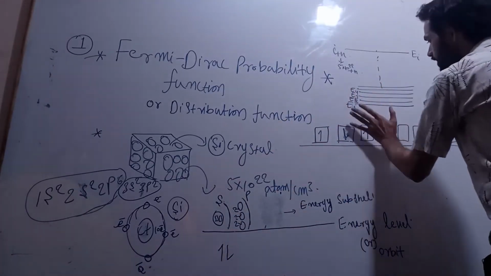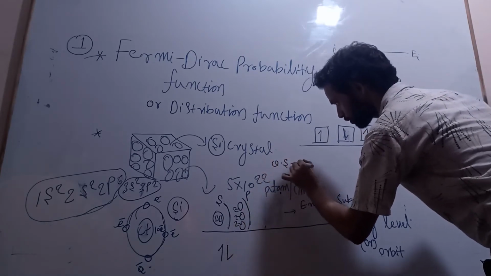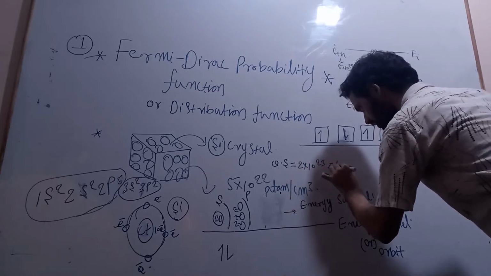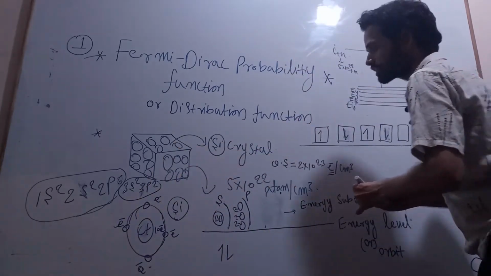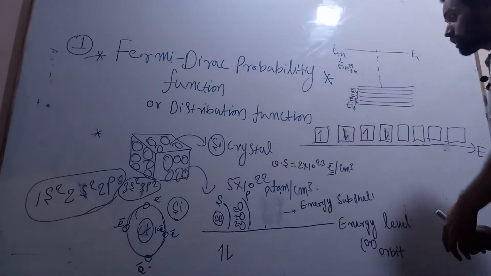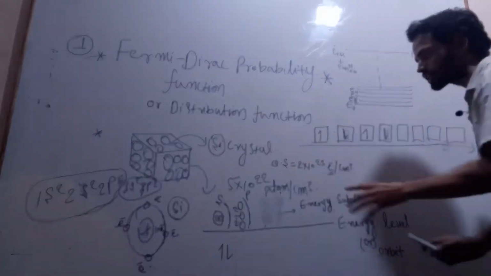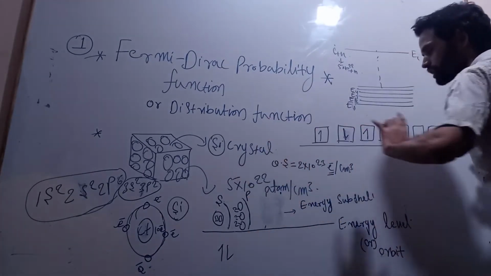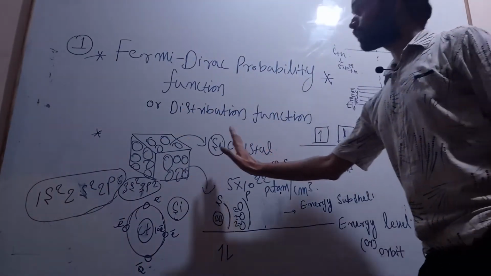How many quantum states are there in the silicon crystal? The total number of quantum states is 2 into 10 to the power 23 per cubic centimeter. Every electron has its own discrete energy state, and this quantum state is also known as a discrete energy state. So from this we can say there are 2 into 10 to the power 23 quantum states within a single silicon crystal.